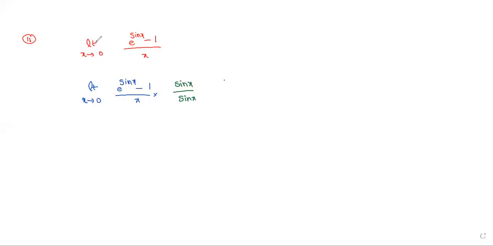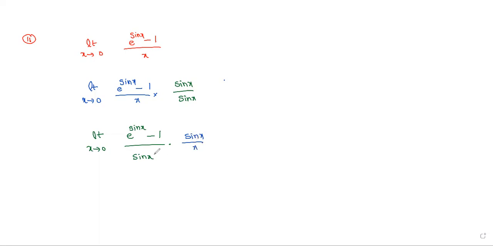Please observe now. Limit x tends to 0, e power sin x minus 1 by x. Both the numerator and denominator are multiplied by sin x. So limit x tends to 0, e power sin x minus 1 by sin x, and the denominator values are changing: sin x by x.